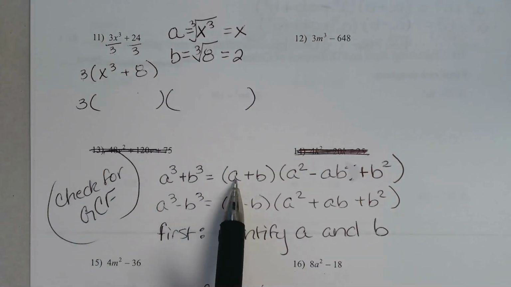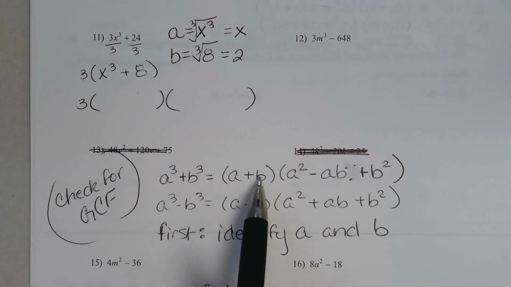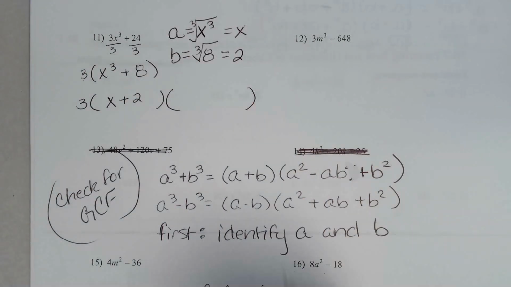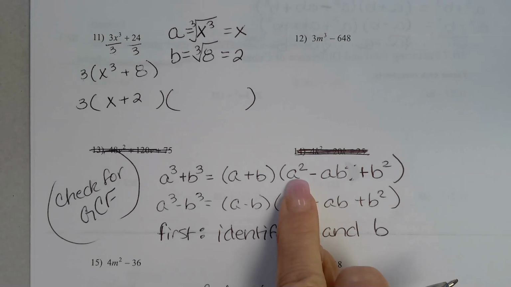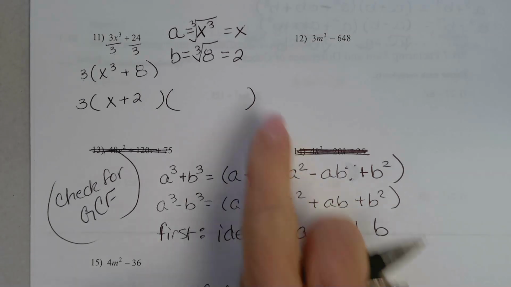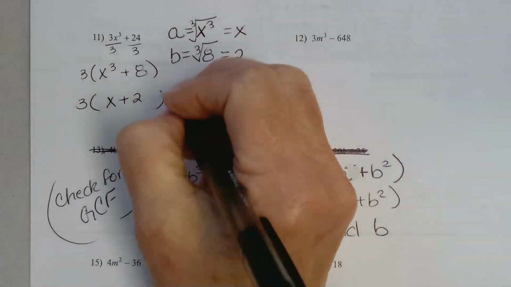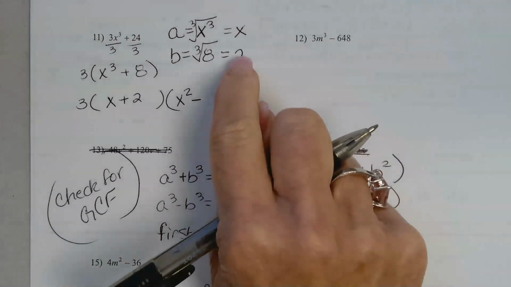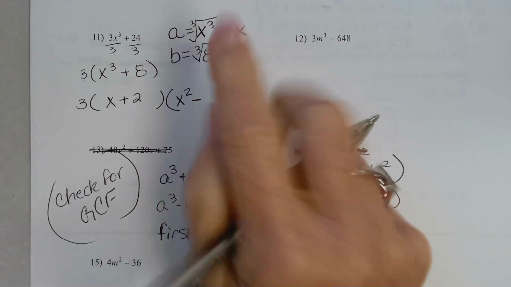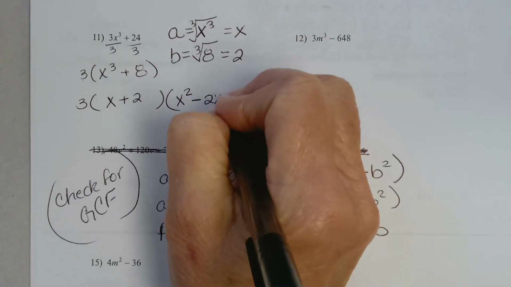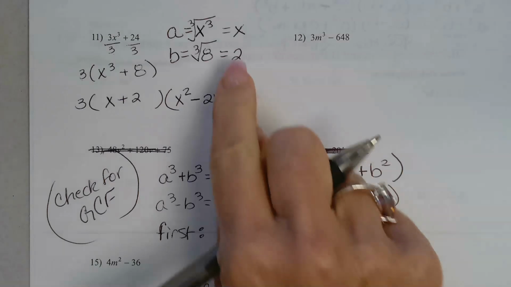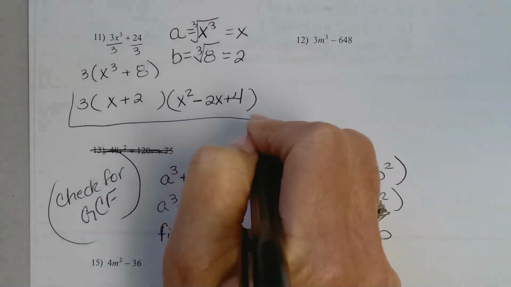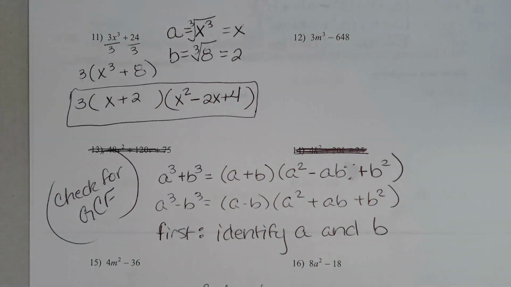All right, so what goes in here? A plus B, x plus 2. So I'm going to put x plus 2. Then we have a squared. Well, what is a squared? That would be this number squared. So that's x squared minus a times b. A times b, that's 2x. Plus b squared. What is b squared? It's 4. I have factored the sum of 2 cubes.